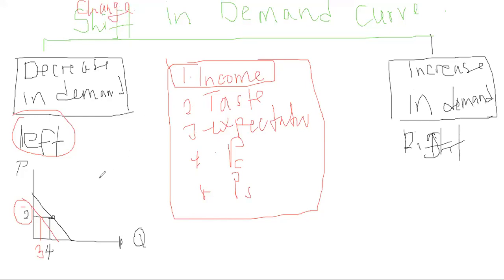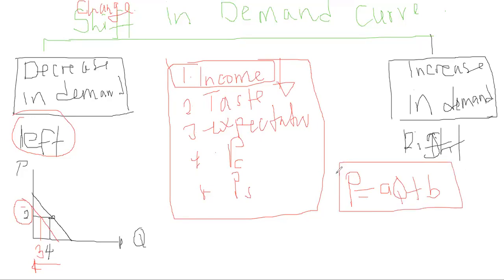So maybe demand decreases because the income of the consumer decreased. When the income of the consumer decreases, you have to shift the demand curve to the left. So if we have a mathematically linear demand curve like this, price equals A times quantity, plus B, we have this.